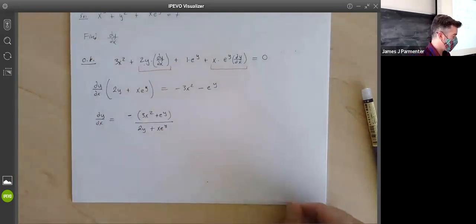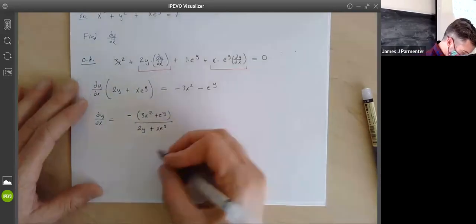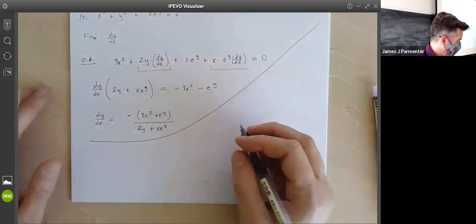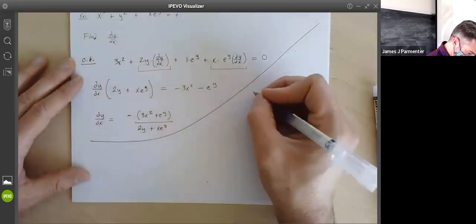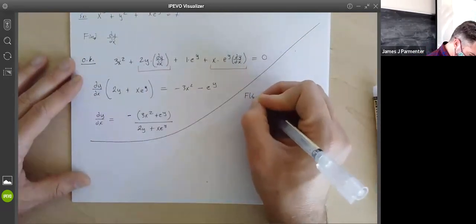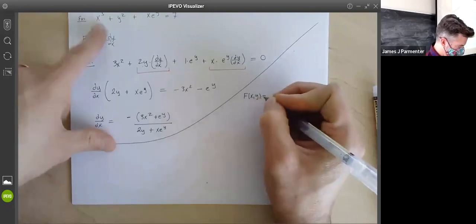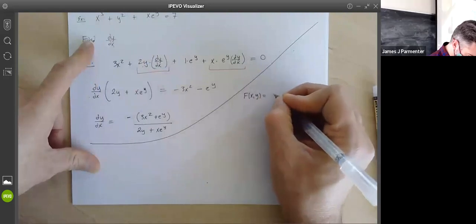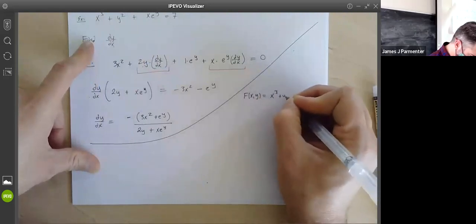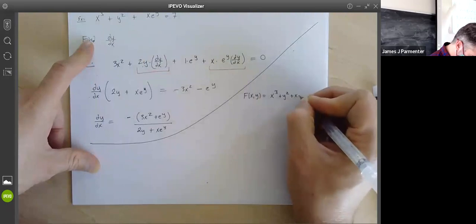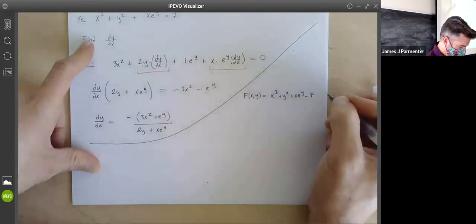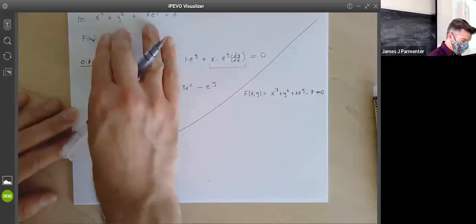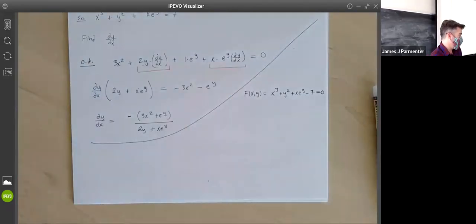But there's another way of doing it, which is kind of cool. Here's what we're going to do. Here's our function again, and we're going to let f as a function of x and y equal this part over here. Actually, we're going to bring the 7 over too. So f of x y equals x cubed plus y squared plus x e to the y minus 7, and that should be equal to 0. If this stuff equals 7, I subtract 7, it's going to equal 0.